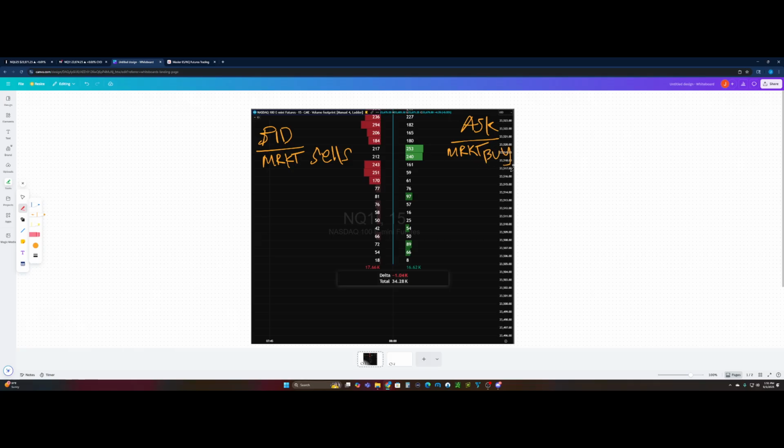Hopefully you can see that. Market sells on the left, market buys on the right. Now, there is a very strong nuance to this, and it does complicate things conceptually, but don't think too much of it. I'm just going to mention it. The left side also encompasses limit buys.